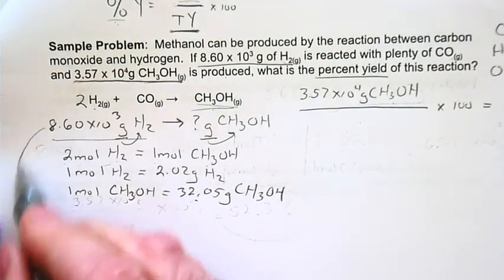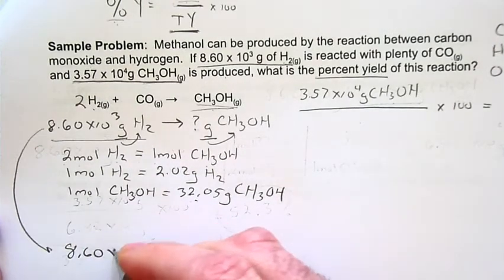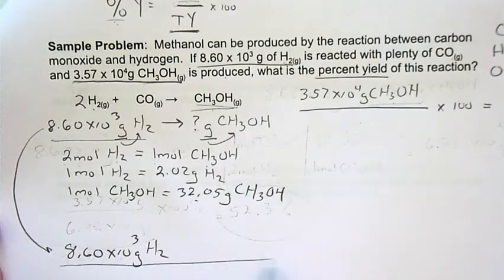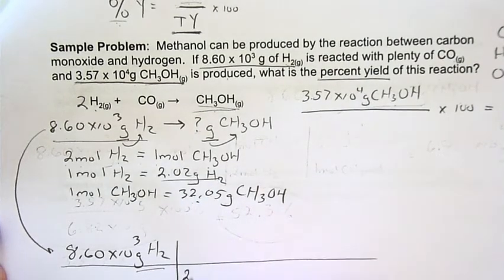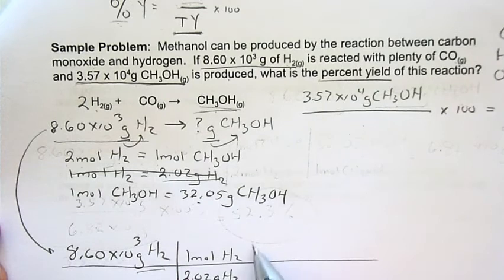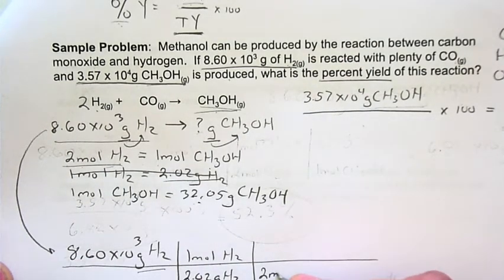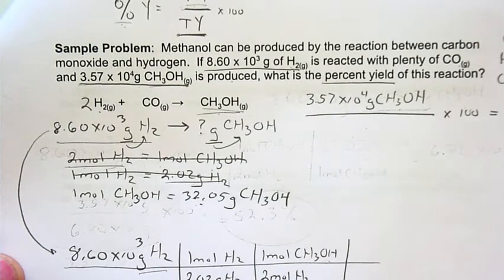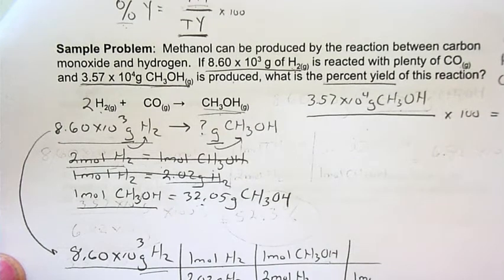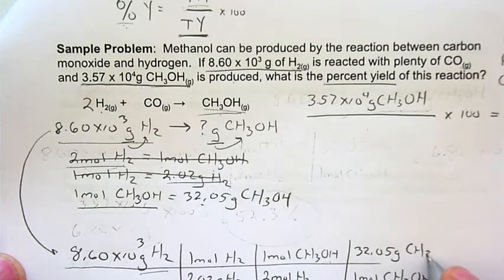Now that we have that, we can set up our grid. So we have 8.60 times 10 to the 3rd grams as our starting point, which always goes in the top left-hand cell of the grid. Since we have grams of hydrogen there, we want grams of hydrogen there. So that's 2.02 grams of hydrogen, and it's equal to 1 mole of hydrogen. Cross that out, draw another vertical line. Now we have moles of hydrogen on top. We want moles of hydrogen on the bottom, right there. So that's 2 moles of hydrogen, and it's equal to 1 mole of methanol. Cross that out. And finally, we have moles of methanol here, so we want that down here. 1 mole of methanol is equal to 32.05 grams of methanol.